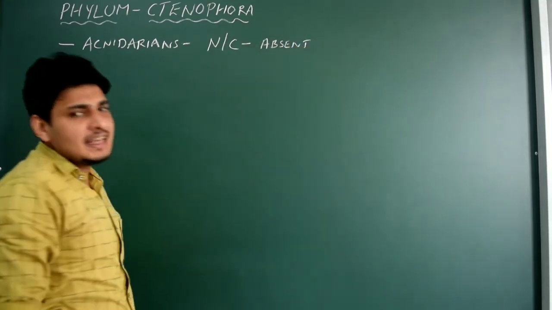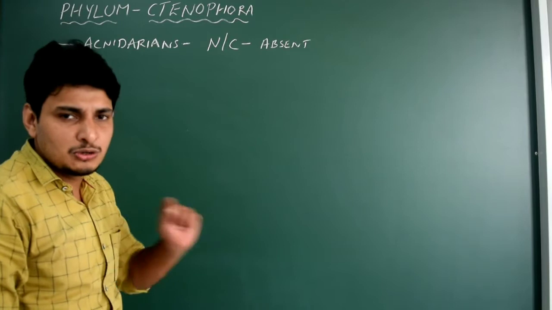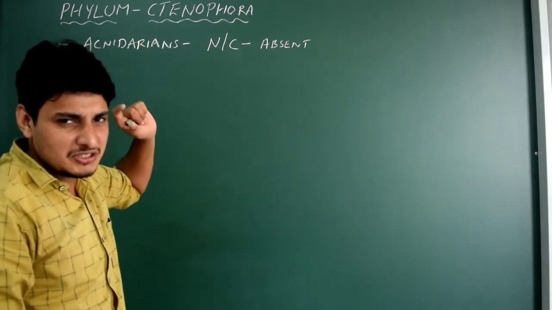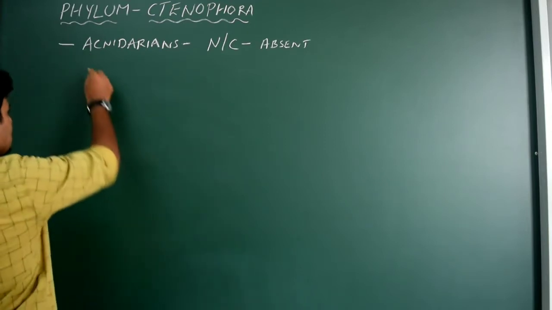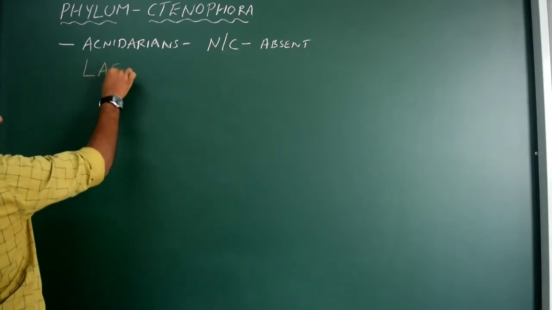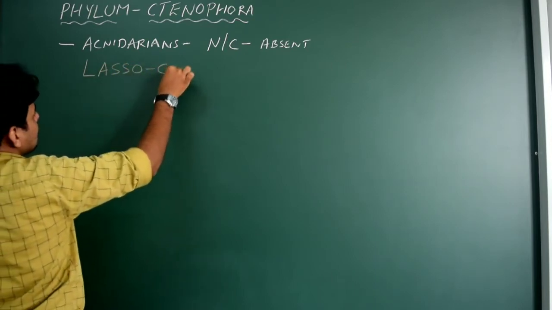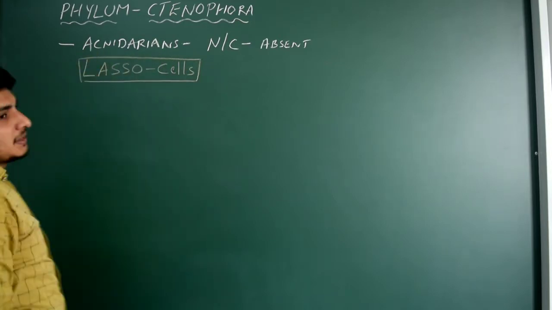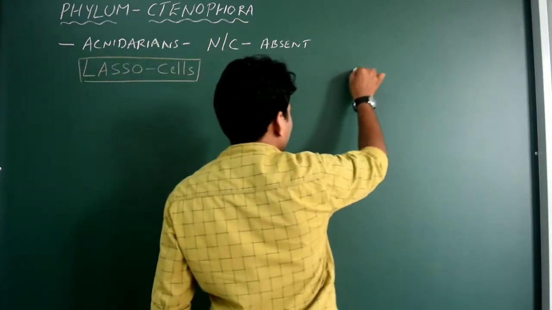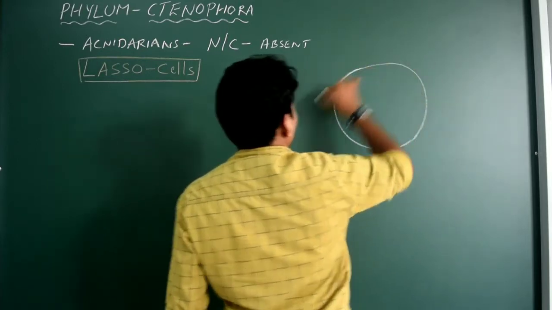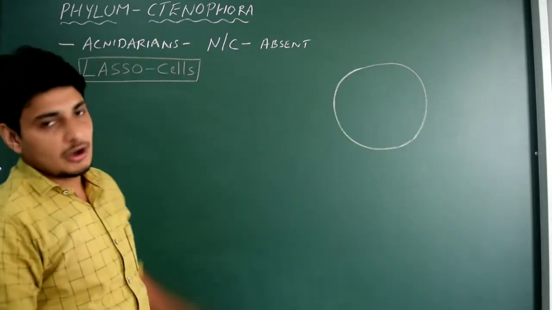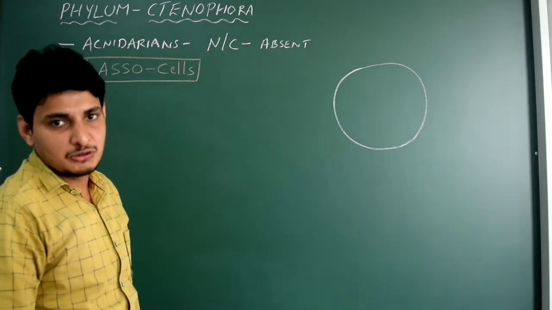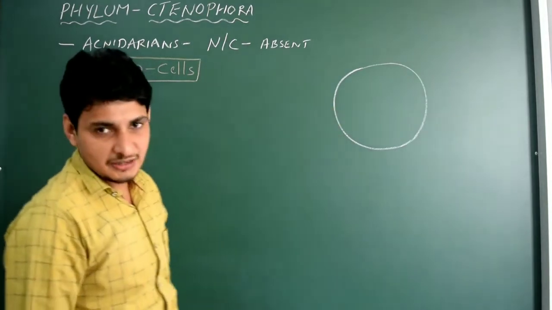Do they have any other structure that does the same function as cnidoblast or nematocyst? That is actually called the lasso cells. We just write here lasso cells. See, this is the specialty of Ctenophora. For example, if I draw a diagram here, we all know that the common names of the organisms which belong to Ctenophora are sea walnuts, comb jellies, sea gooseberries. Yes, because they look like a gooseberry.